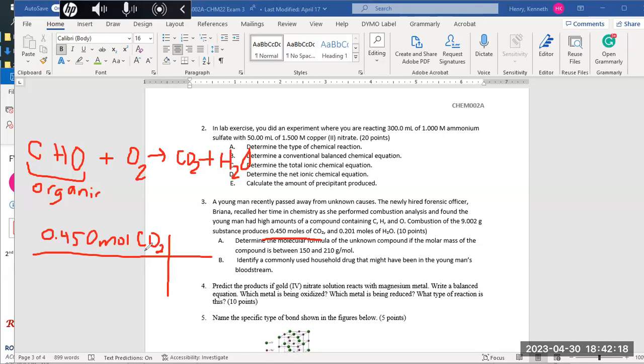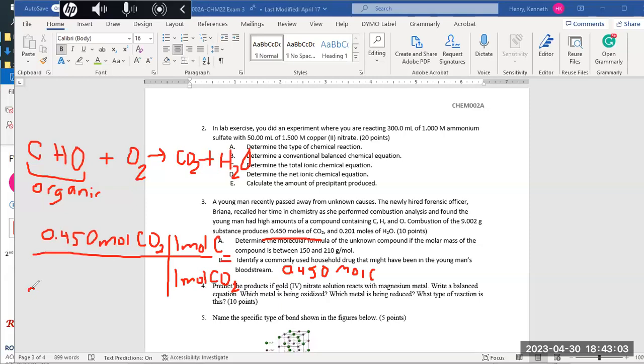One. There's one because how many numbers do we have next to carbon? None. So for every 1 mole of carbon dioxide, we have 1 mole of carbon. And then that's going to give us the quantity for carbon. So we know that that's going to equal 0.450 moles of carbon.